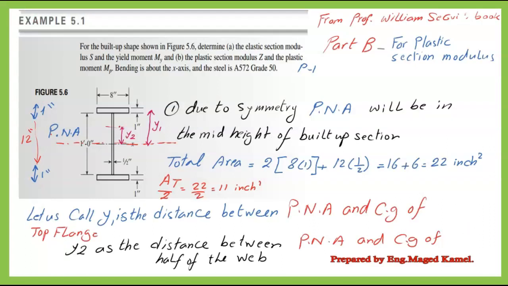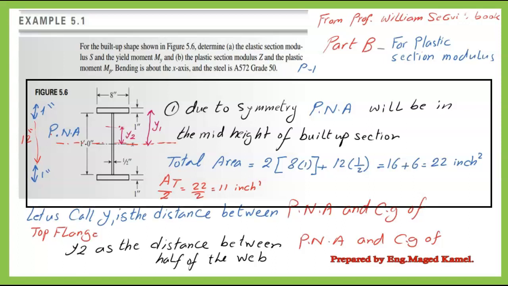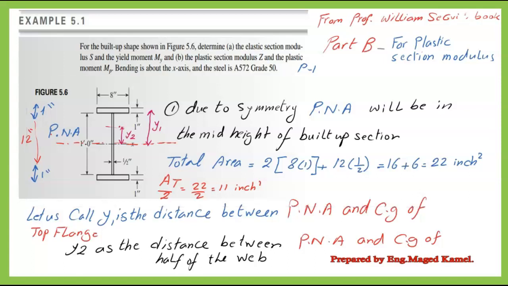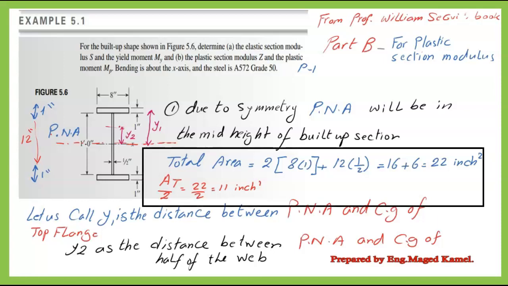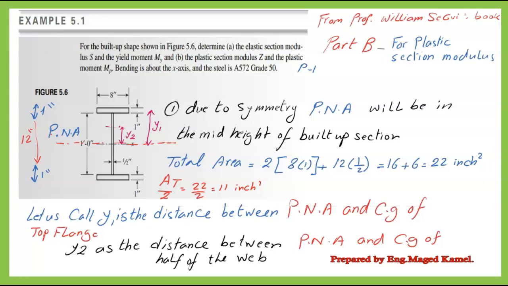For part B, which is the value of the plastic section modulus Z sub x, we can find that the P.N.A, which stands for the plastic neutral axis, is located at the middle of the built-up section due to symmetry. We need to find the total area and then divide by 2. The total area equals the area of the 2 flanges and 1 web. The final value of the area is 22 inch square. Half of the area is equal to 11 inches square.